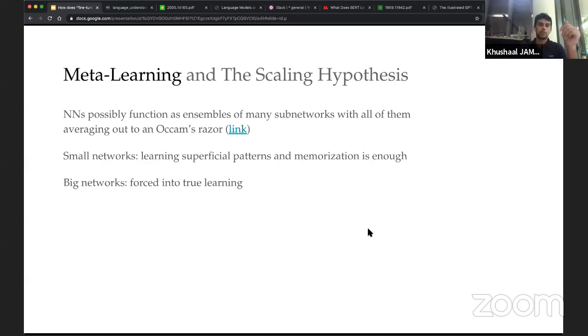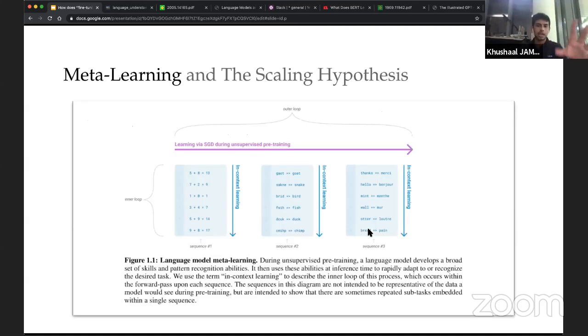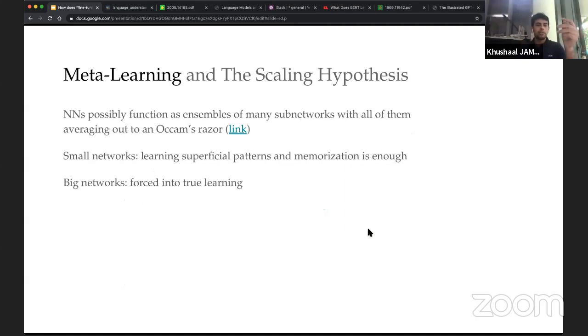Oh, wait, okay. First, let's talk about the hypothesis this embodies. It holds that neural networks possibly function as an ensemble of many different subnetworks, with all of them averaging out to a sort of Occam's razor, where the simplest subnetwork ends up being the most optimal. Now this links again to what Professor Min and Alex were talking about earlier. With smaller networks, learning superficial patterns and memorization is enough. But with big networks and very large data sets, they're forced into true learning.